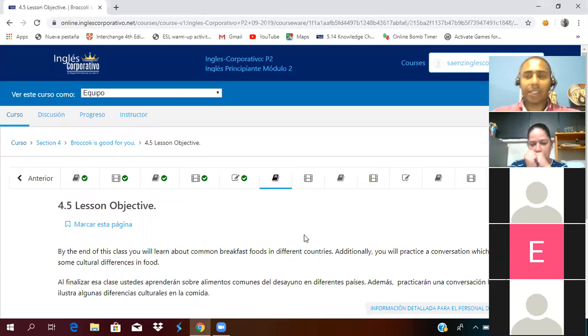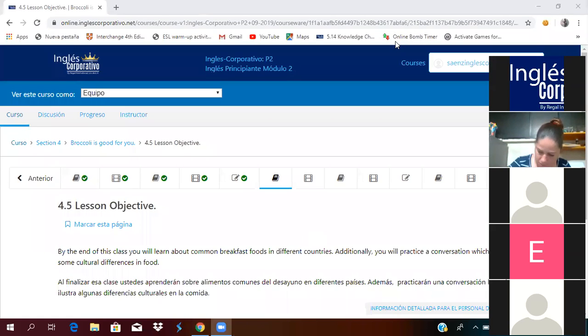So we were doing this activity yesterday in yesterday's class. So today we will continue with section number 4.5. Is everybody in section 4.5? Todos estamos en section?